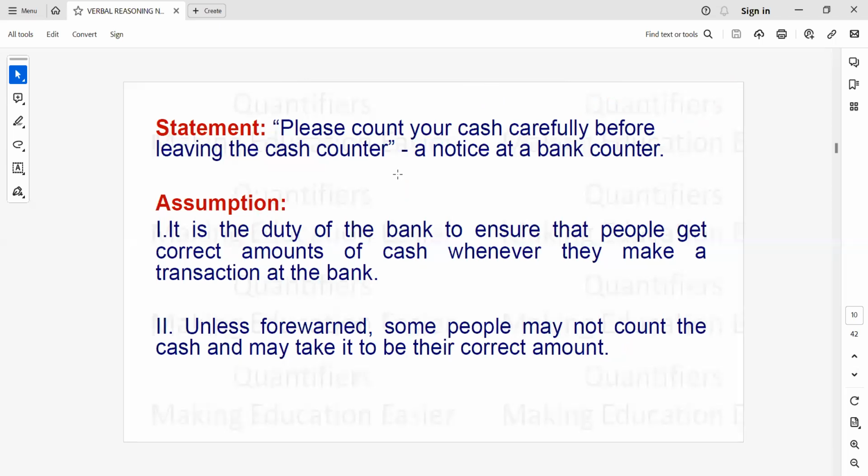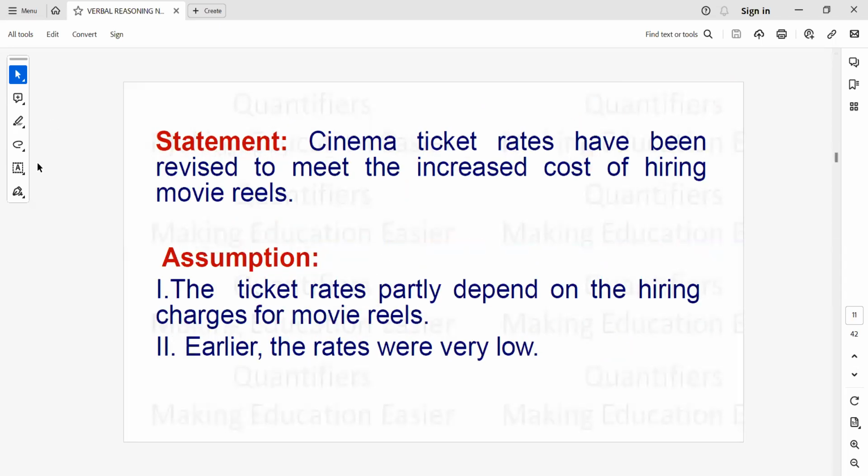Let's get into the next question. Cinema ticket rates have been revised to meet the increased cost of hiring movie reels. So the ticket rates partly depend on the hiring charges for the movie reels.